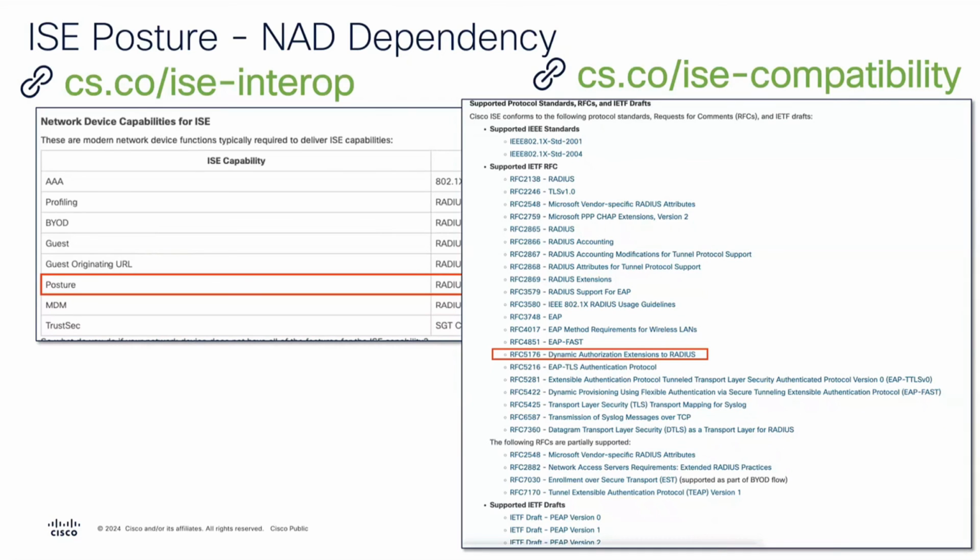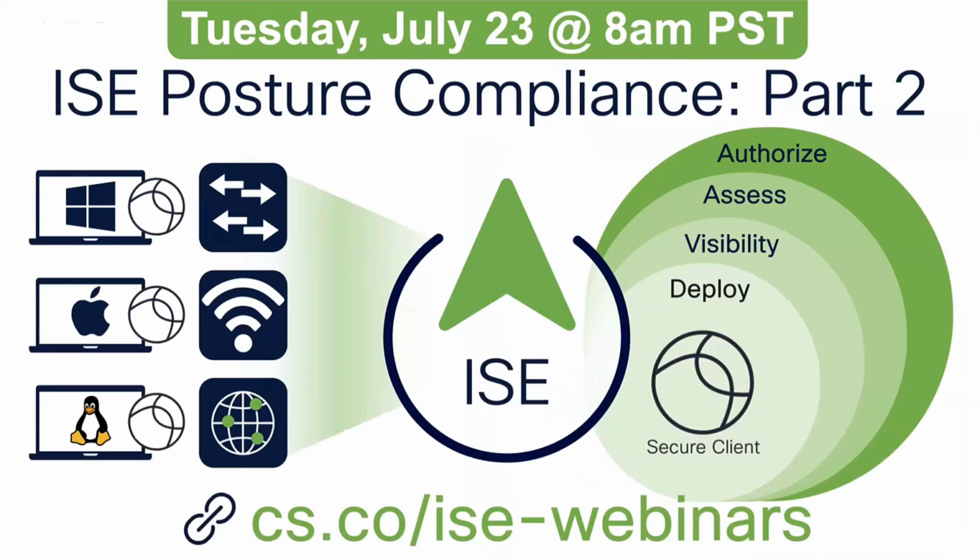So if you are making use of any third-party network device, it is supposed to comply with RFC 5176, which is called Dynamic Authorization Extensions to RADIUS, which is responsible for giving different kinds of access throughout the session journey of an endpoint. That's the dependency we are talking about.